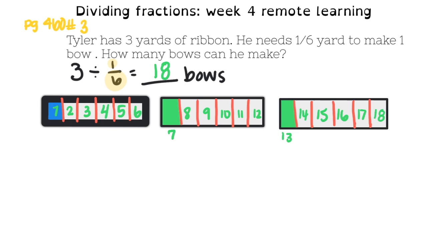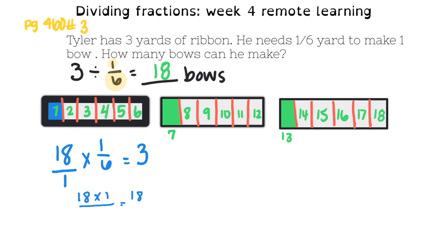And I can also write this as what times 1/6 gives me 3, right? And 18. And like we learned last week, we learned how to multiply that. So how would I multiply that? I would put this over 1, right? And then multiply my numerators. 18 times 1 gives me 18. 1 times 6 equals 6. And now I divide it. 6 goes into 18 how many times? Well, if I count by multiples of 6, I get 6, 12, 18. So that's 3 multiples, and that gives me 3, okay?